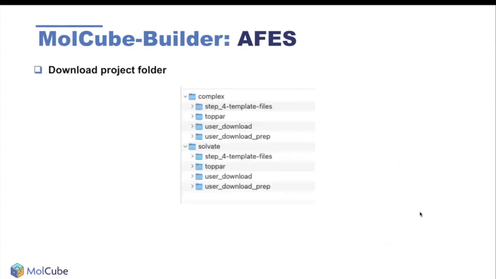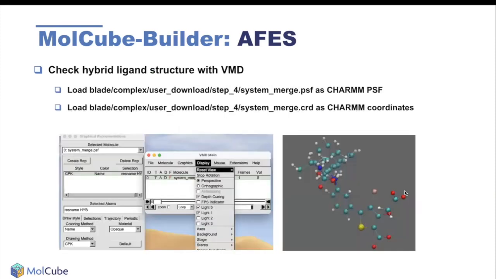The project folder is organized into complex and solvent subfolders, corresponding to the complex and solvent systems respectively. If we want to double-check the hybrid ligand structure, we can use VMD to load the PSF topology file and the CRD coordinates file. The hybrid ligand structure can be selected by the residue HYB.